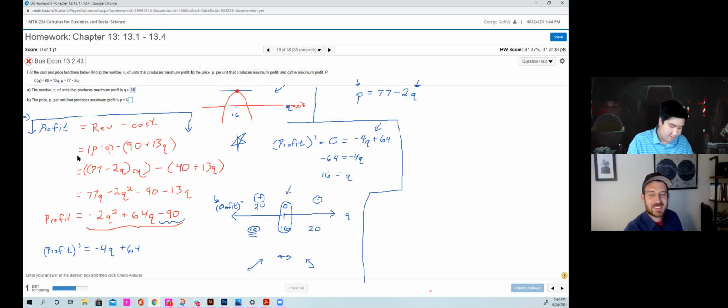Exactly. So this one has zero calculus in it at all because we already have the information we need. So then 77 minus 2 times 16. Very nice. Which is 45.